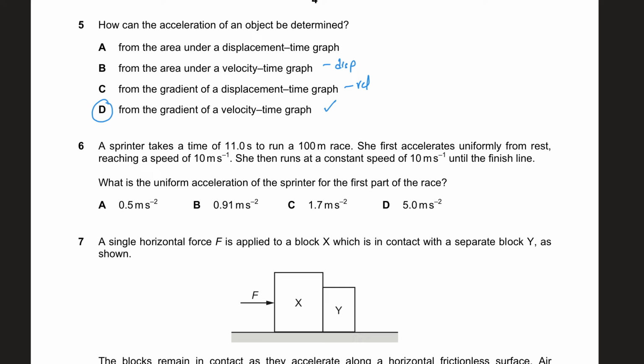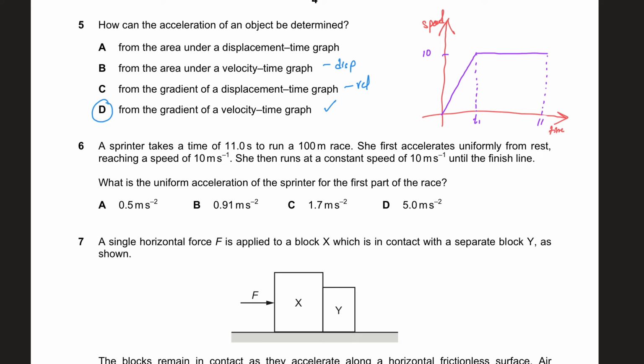Question 6 says a sprinter takes a time of 11 seconds to run a 100-meter race. She first accelerates uniformly from rest, reaching a speed of 10 meters per second. She then runs at a constant speed of 10 meters per second until the finish line. What is the uniform acceleration of the sprinter for the first part of the race? So for this, we need a graph. That's the easier way to do this.